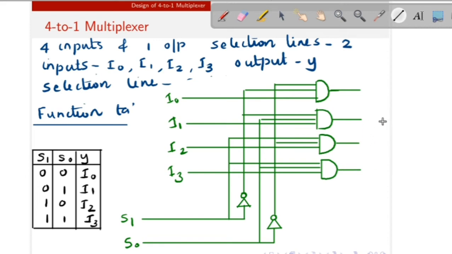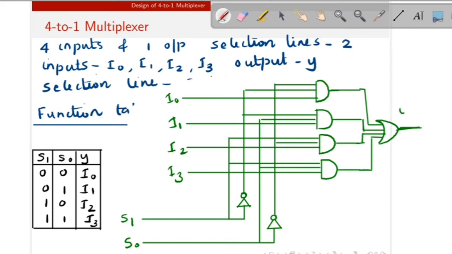Okay, then next we give an OR gate. The output of these AND gates is given to an OR gate. So these outputs generate the AND gate OR gate output.